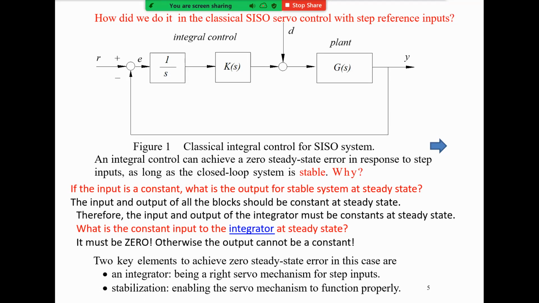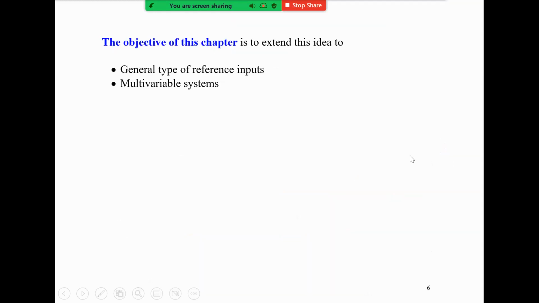So that's what we have learned in the past, right? Now, so today, we are going to extend this idea to deal with the case where your reference output may not be constant. Therefore, adding an integrator to the system may not be sufficient, right? We have to add something else. All right. So we are going to extend the idea to deal with general type of reference inputs, right? R can be time varying function.